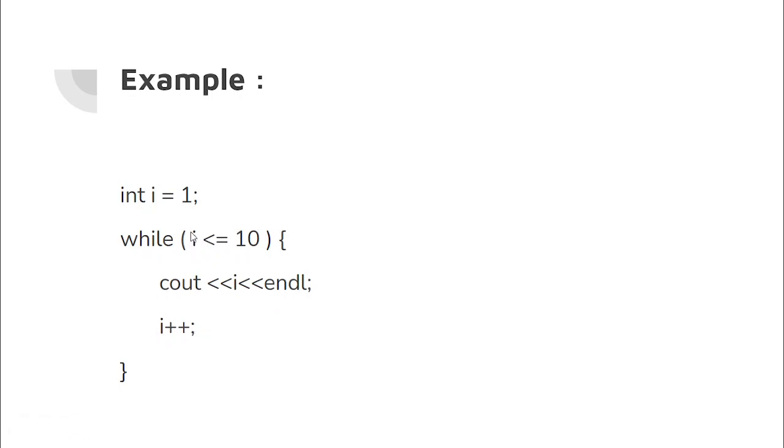Now the value becomes 2, and the while condition is again checked, and if it is true, it goes on and on until the value of 10. When it reaches 11, 11 is not less than or equal to 10, so the condition will become false and the program will stop. So this is the example.